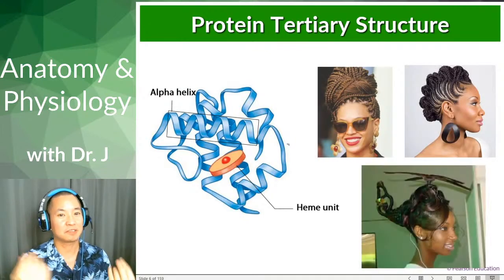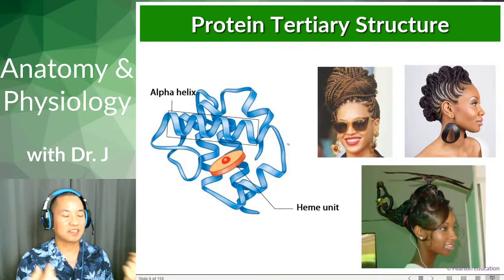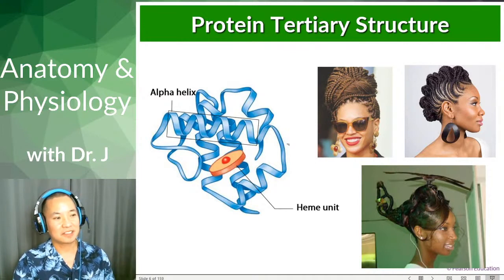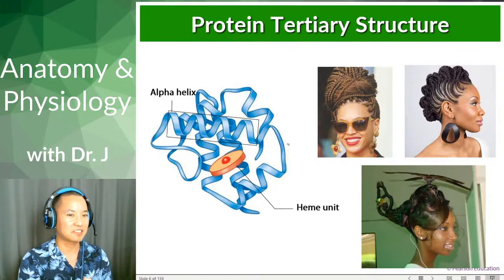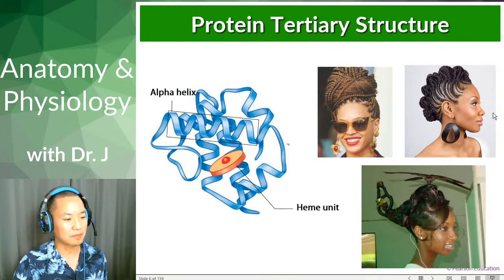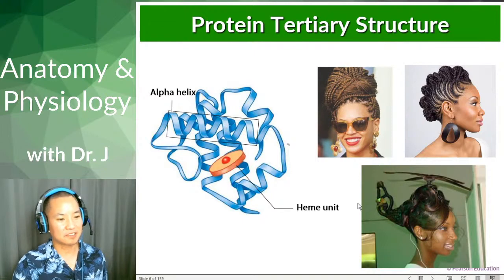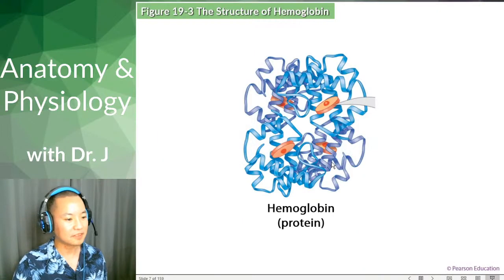So again, just like how you're able to take single strands of hair, twist them together and form all these beautiful hair structures, same with proteins. You can take a single polypeptide, or actually when you talk about tertiary structure, you're talking about one polypeptide. But what we have here is that one ribbon of amino acids is being made into all of these complex structures, just like the hair.